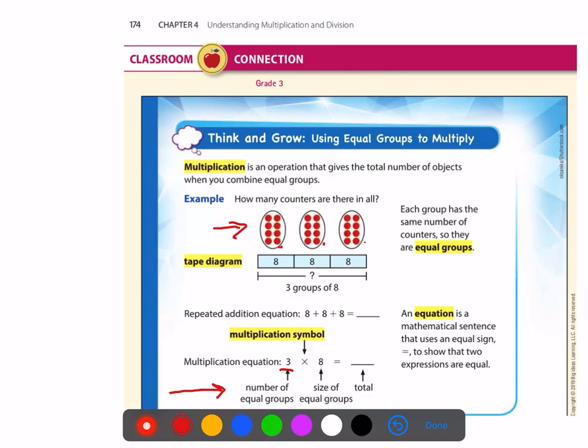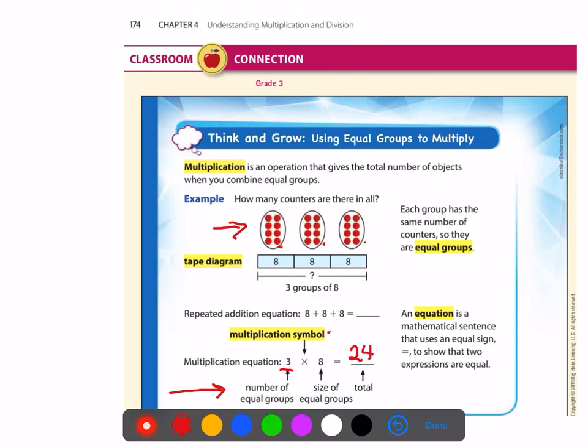The multiplication symbol in the lower grades is an X. Later on, we'll use a dot because the X means something different in algebra. And then the second number is going to be the size of the groups. That's the 8 dots in each bubble. And then finally, we'll have a total of 24.